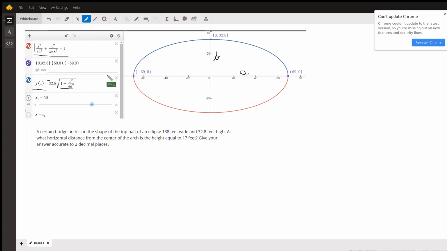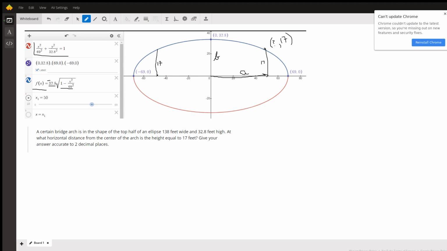Okay, so now the question is, at what distance in either direction from the center do I have to move so that this height is 17? I want the x coordinate of that point. It gives me a y value of 17. And there's one over here, too, that will give me a height of 17.